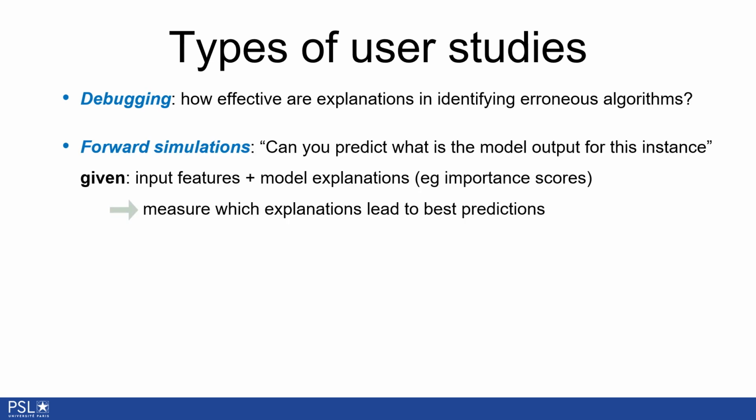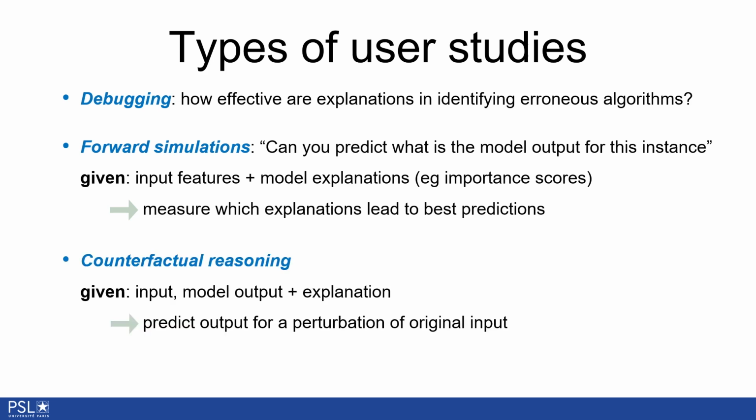The second approach is to examine so-called forward simulations. This type of study asks subjects whether they can predict the output of the model for a novel input instance, based on an explanation of the model. Concretely, a subject is given a set of input feature values together with a set of model explanations, such as importance scores. And the study then measures what type of explanations allow users to make the best predictions.